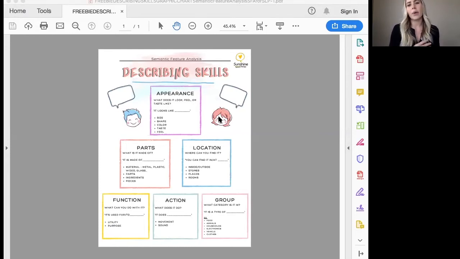Also, as we're working through these activities, it requires a lot of comprehension skills. So comprehension of questions can also be targeted as we ask students many questions, including what, where, why, such as what is it made of, where can you find it, what does it do? So all of these areas can be addressed simultaneously or independently using this activity.